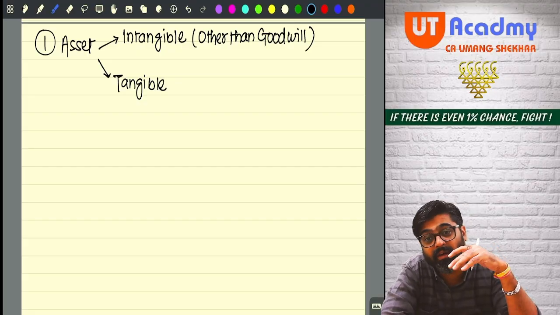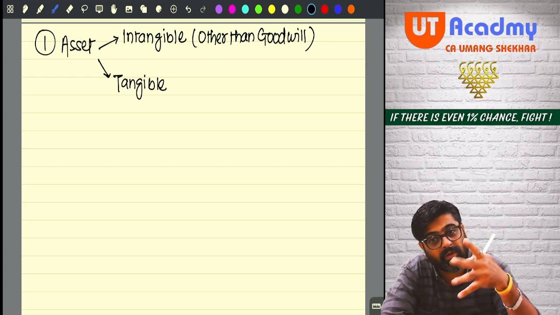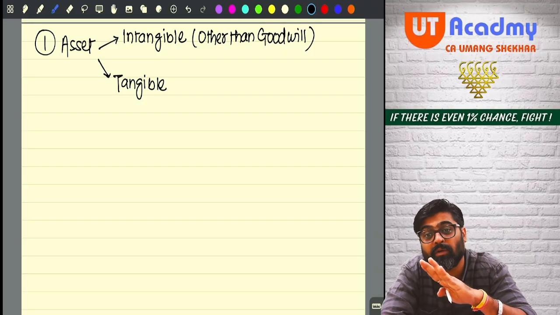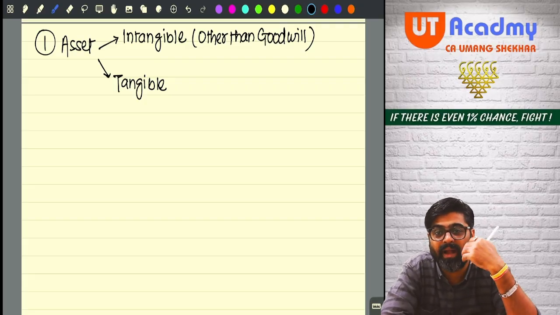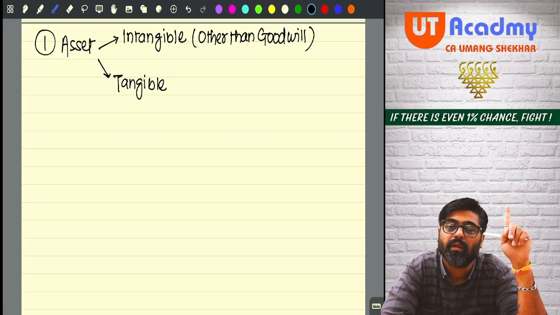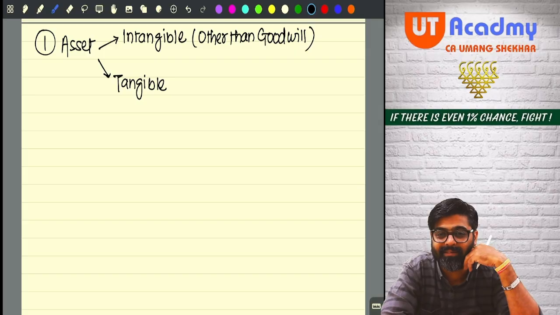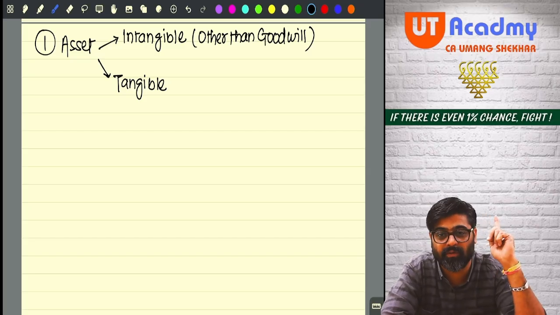Meaning that, sir, even if I have acquired the goodwill for the purpose of my business or profession, still the cost of that goodwill will not be allowed. No, it will not be allowed fully, and it will not be allowed in the form of depreciation also. So, sir, this is bad. No, nothing bad. Don't worry. This goodwill will be taken to capital gain. Whenever you transfer this goodwill in future, capital gain will be calculated.